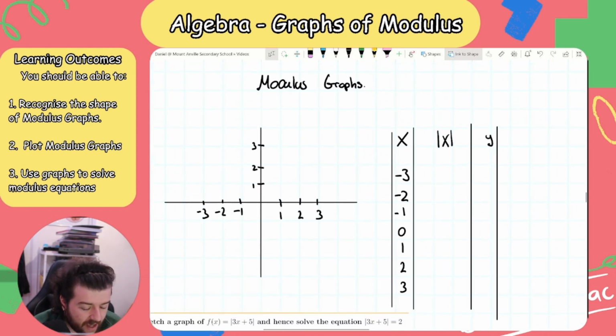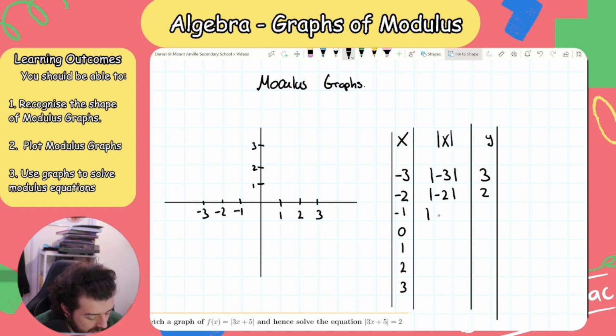So why do we get that V shape? Let's have a look. I have my x values, my function, and then my y values. I'm going to plot some coordinates. This is just the plain modulus of x. The modulus of minus 3 is positive 3. The modulus of minus 2 is 2. When x is equal to minus 1, the modulus of minus 1 is equal to 1. The modulus of 0 is 0. The modulus of 1 is 1. The modulus of 2 is 2. The modulus of 3 is 3.